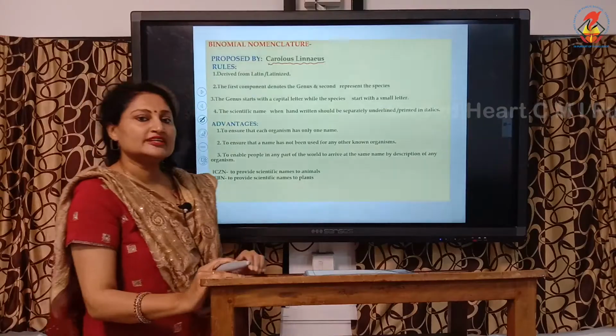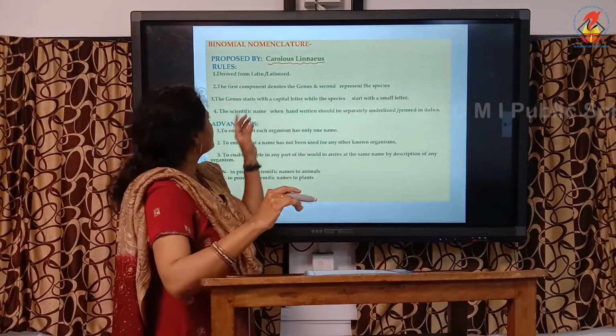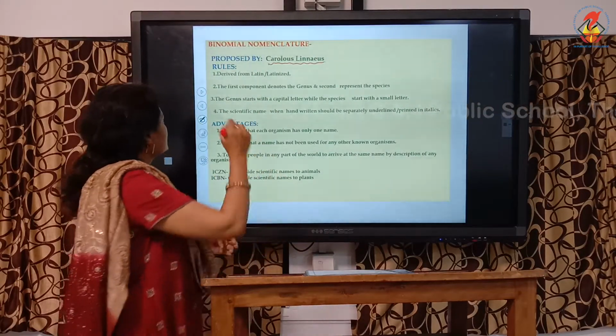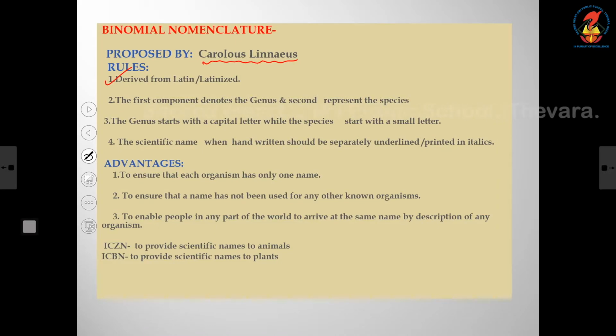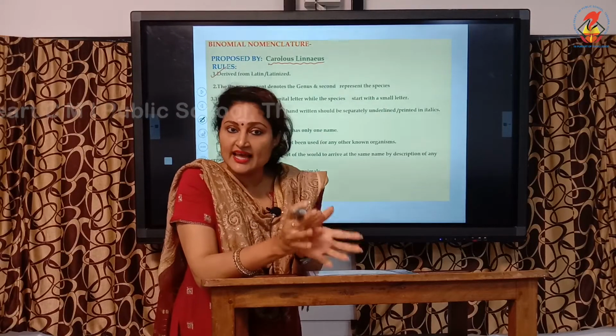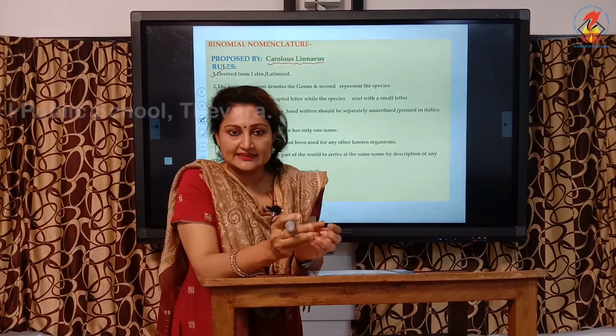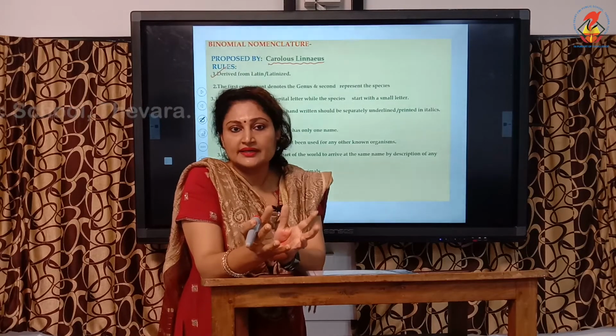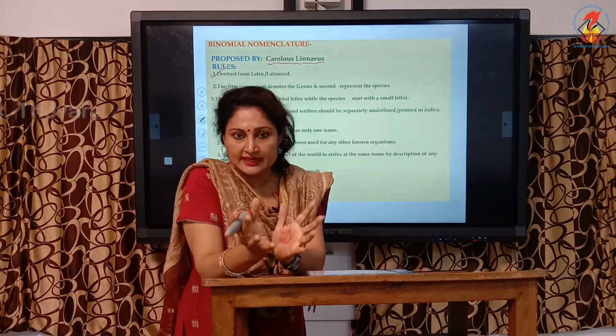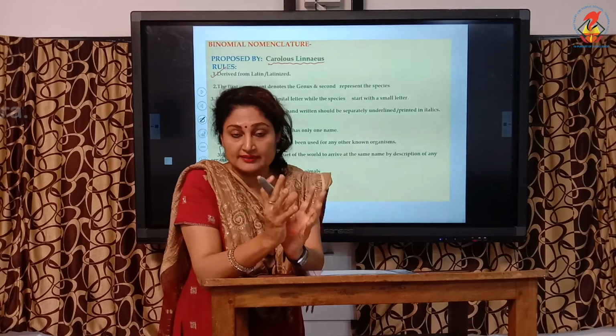Now, the rules you have learnt in 9th standard, but once again, let's go into the rules. There are 4 important rules. First, the name is derived from Latin or it is Latinized. So, most of the scientific names are Latin, or if it is not Latin, say for example Malabar, it's a place in Kerala, or it's a middle part of Kerala, the upper part of Kerala.